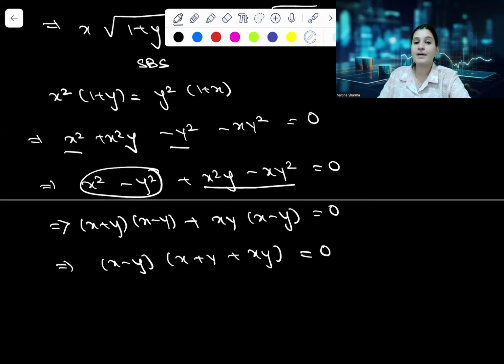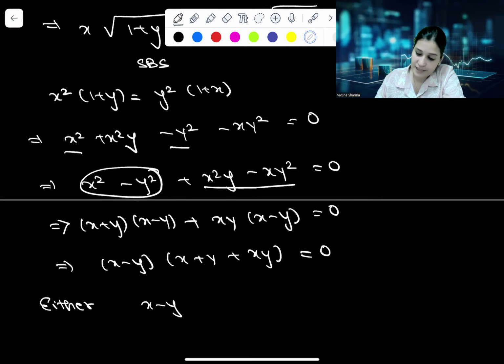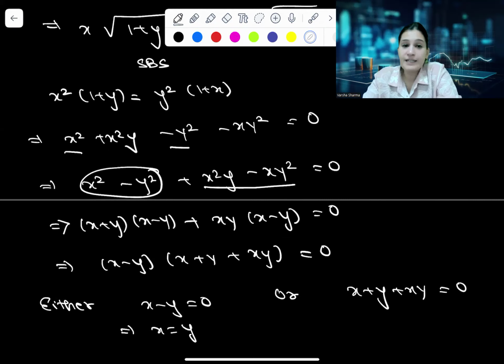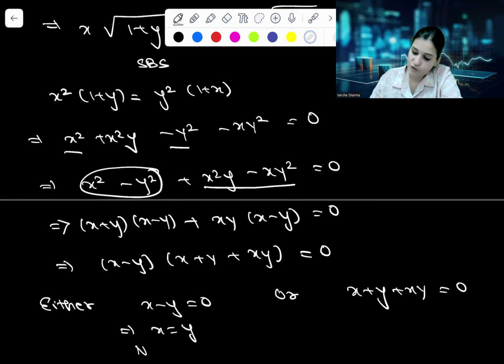So if product of two numbers is 0, then one of them has to be 0. Either x minus y is 0 or x plus y plus xy is 0. From here, we get x equal to y. But if you see in the question, it is written that x is not equal to y. So that means this is not possible. That means definitely the second term is true.